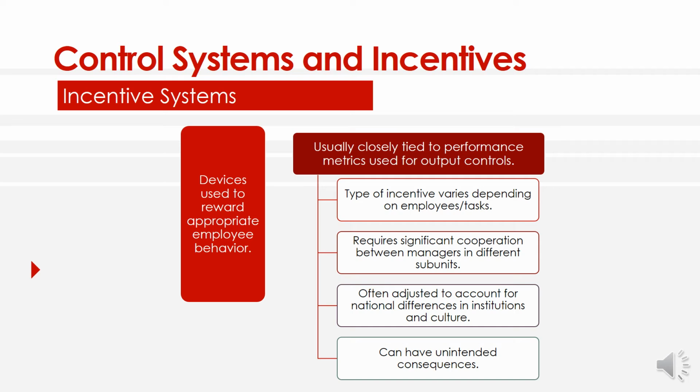Control system and incentive. Continue on incentive system. An incentive system is a device used to reward and appreciate employee behavior, usually closely tied to the performance metrics used for output control. The types of incentive vary depending on employees and tasks. They require significant cooperation between managers in different sub-units, are often adjusted to account for national differences in institutions and culture, and can have unintended consequences.